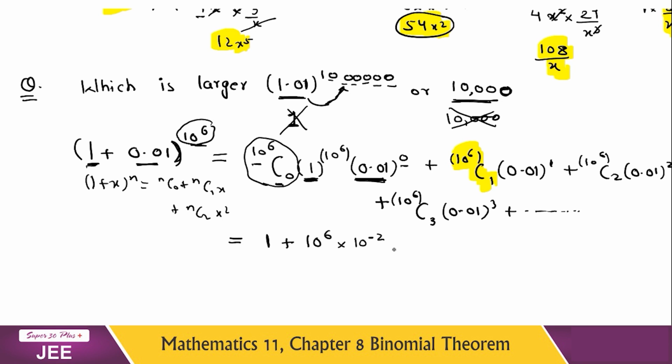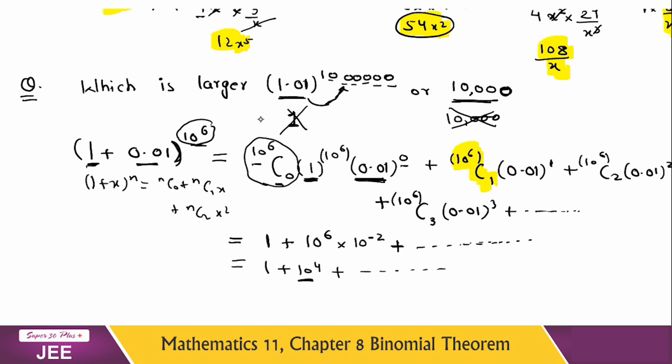The next term is 10^6 C2. Now I am not writing the next terms, I am just showing them by dots or dashes. Let me see the calculation. 10^6 multiplied by 10 raised to the power minus 2 becomes 10 raised to the power 4, and 10^4 implies 10,000. So I think the question is solved.